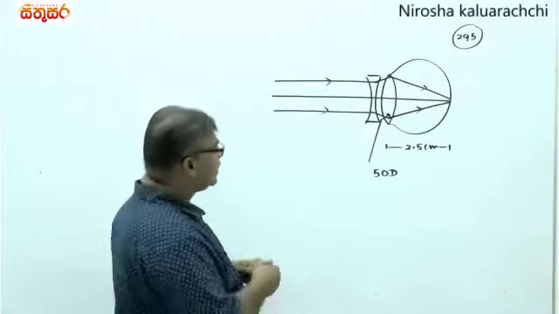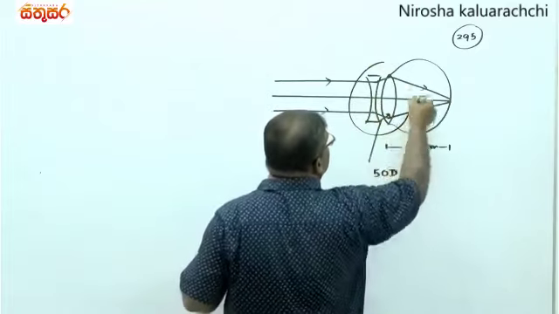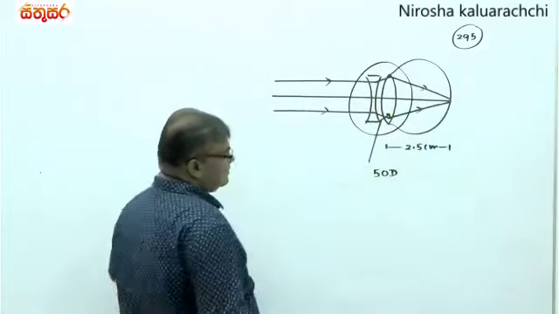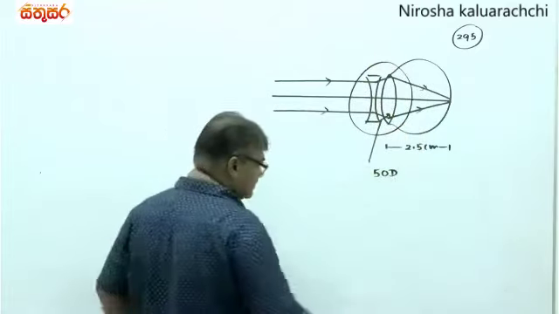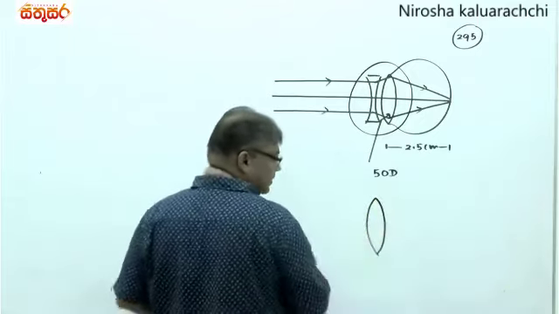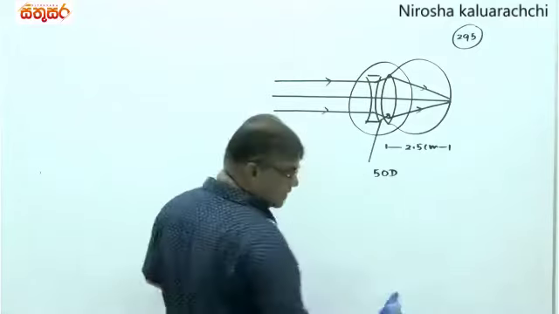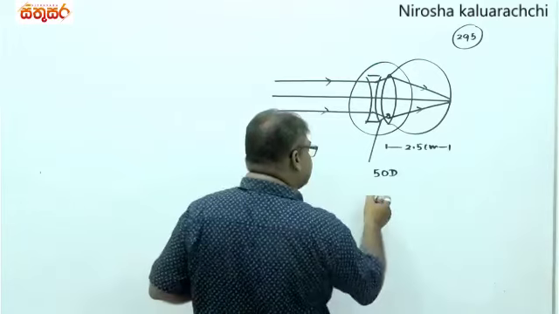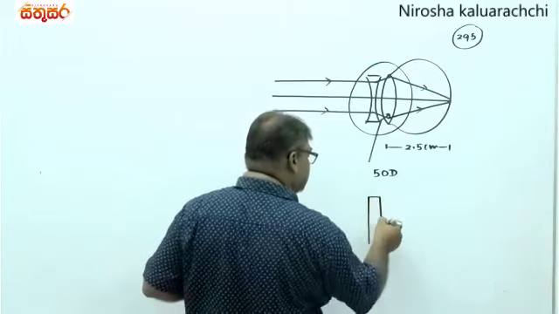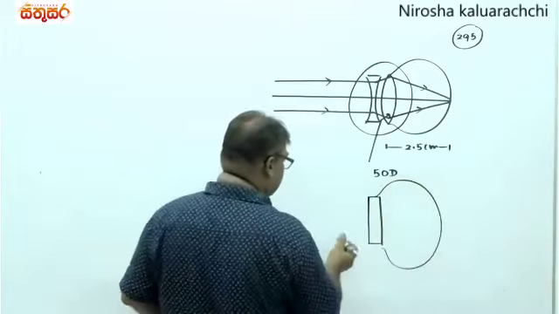Then when you consider these two lenses together as a combined lens, it's a kind of convex, no? This is the combined lens. Let it be like this. Right? Here we have the eye.